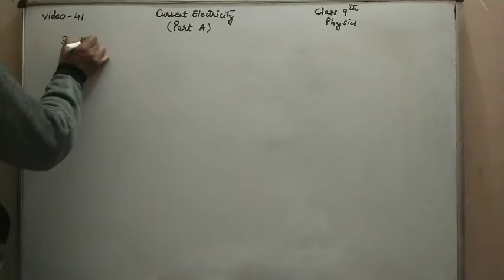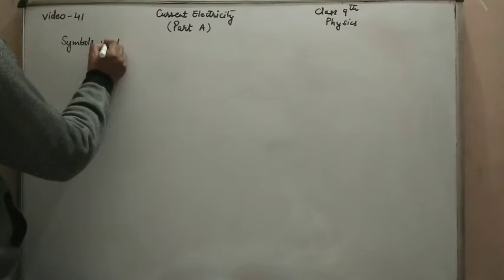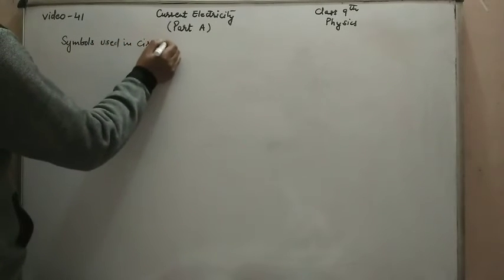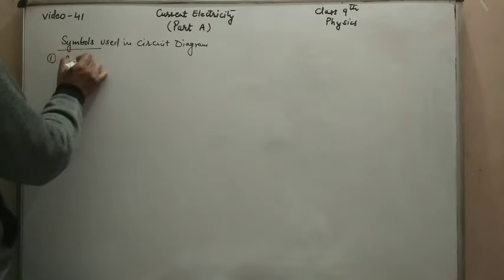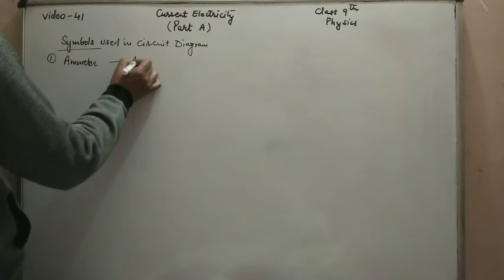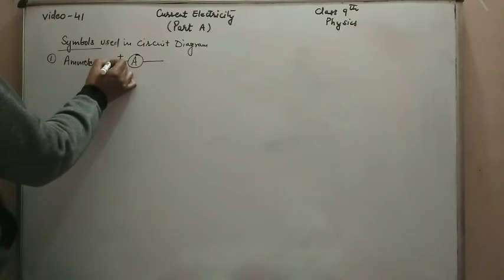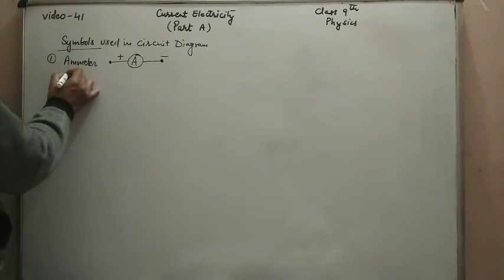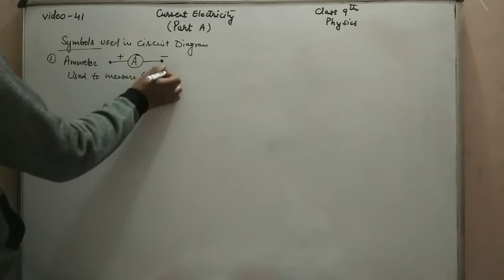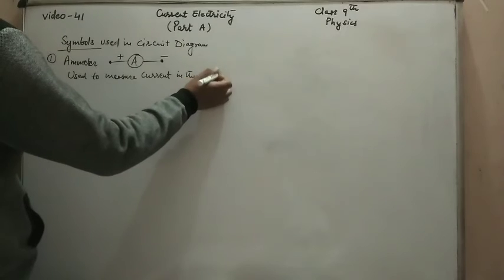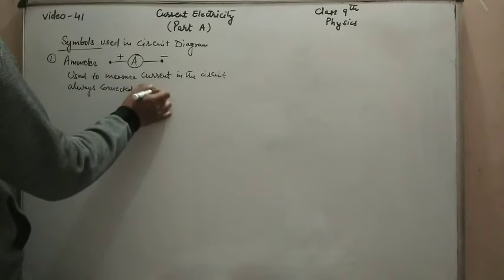After this, symbols used in circuit diagram. First is the ammeter. Ammeter is represented by a circle, and inside it you will write a capital A. To one side you will have the positive terminal, to the other side the negative terminal. So the ammeter is used to measure current in the circuit, and is always connected in series in the main branch.